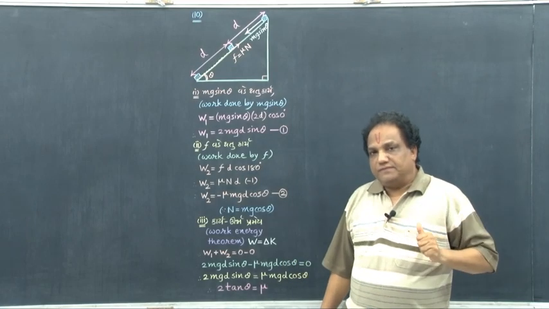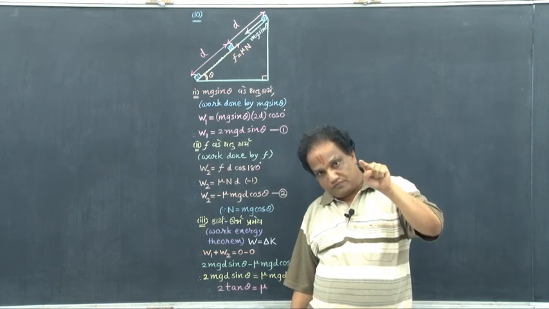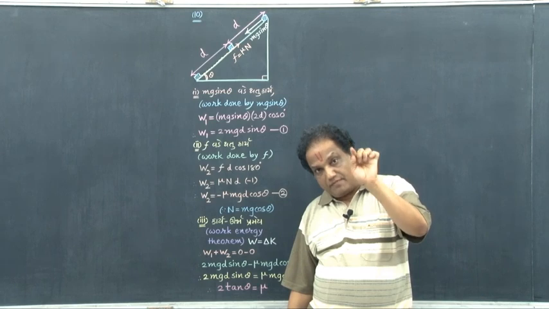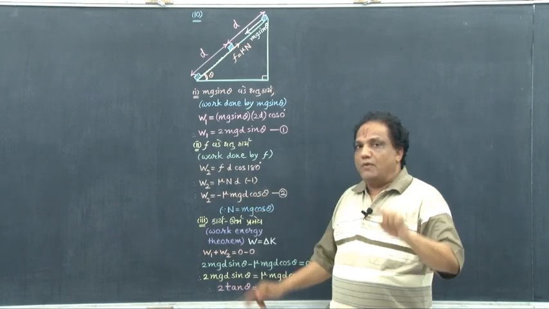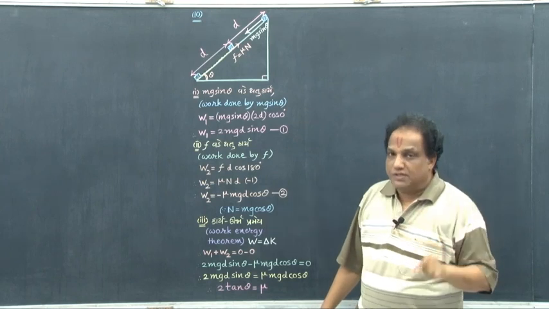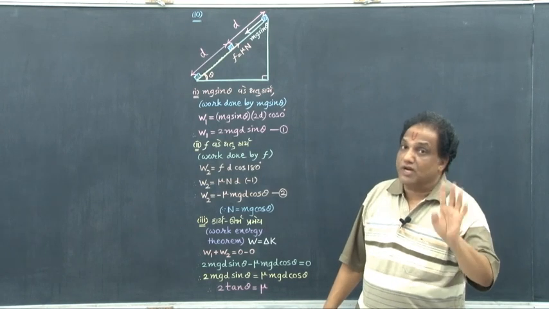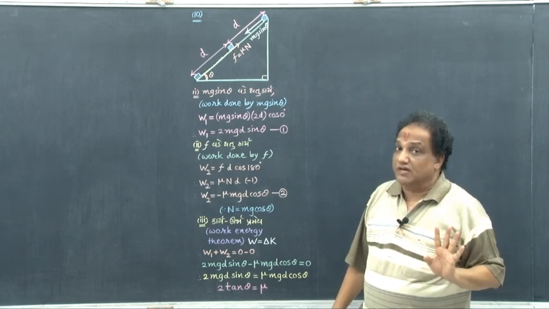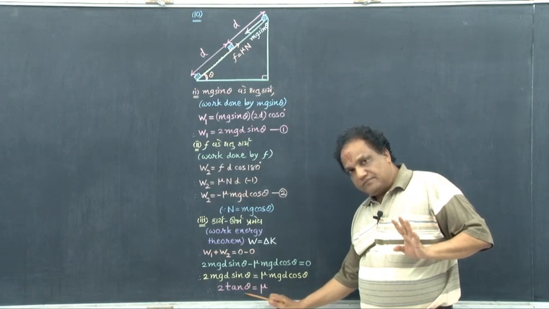If you have remembered the last numerical in the exercise of chapter number 5, we had derived the same result, and the same result we have to derive here also, but using another approach, that is using the work energy theorem. We are supposed to derive the same result, and that result was mu equals 2 tan theta, correct?